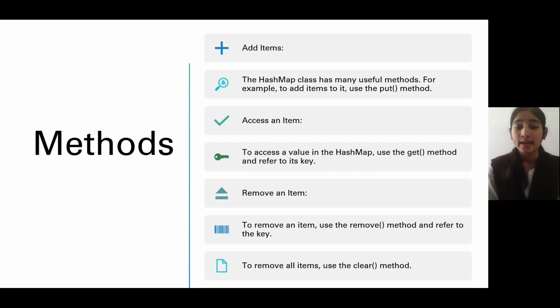Access an item. To access a value in the hash map, use the get method. Refer to its keys. Means if you write get of the key name, then we will get the value corresponding to that key. Remove an item. To remove an item, use the remove method and refer the key. To remove all items, we can use clear method.